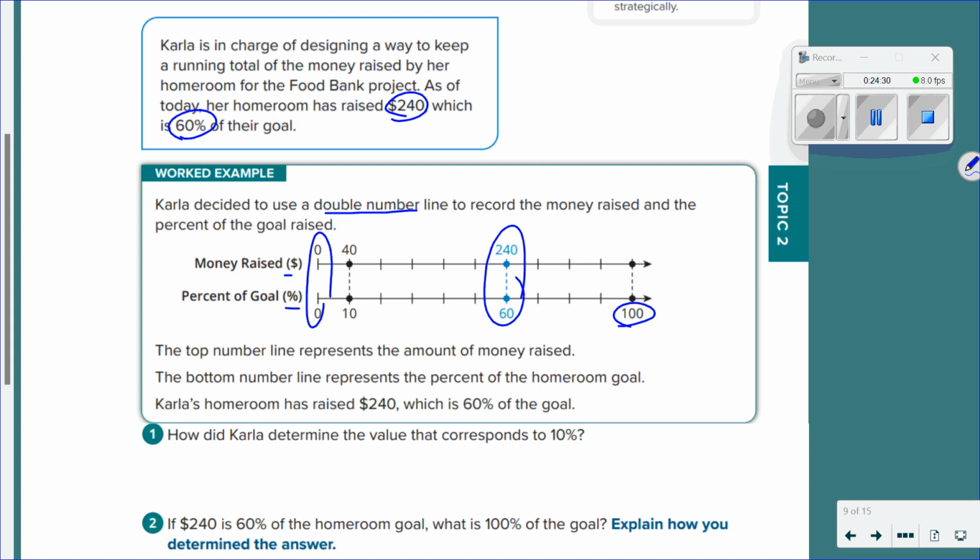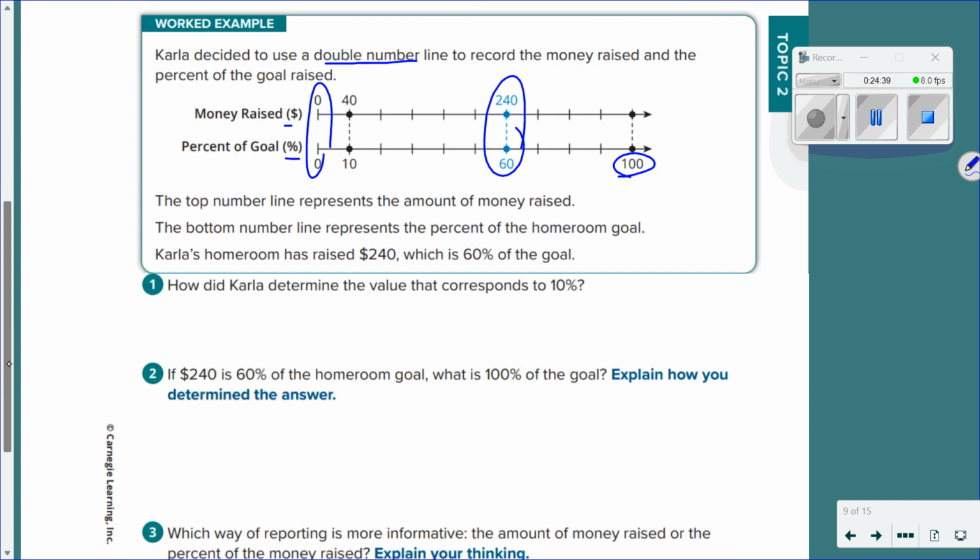But in order to figure out the 100%, will 60 go easy to 100? No. So she says, well, the first thing I'm going to do then is figure out what my 10% is. So how does she go from 60 to 10?